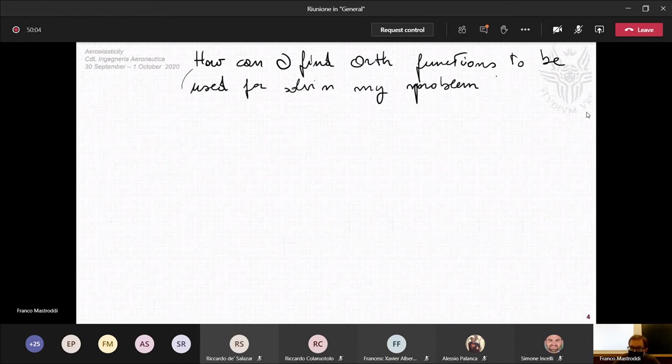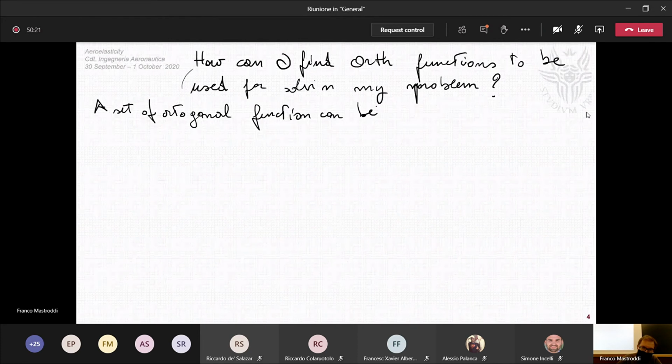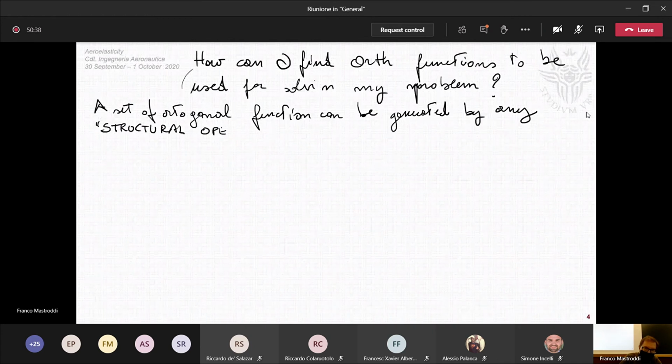Okay, so the answer to this question is the following. A set of orthogonal functions can be generated by any structural operator of a continuous structure.